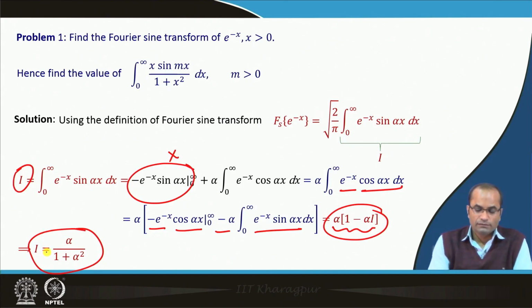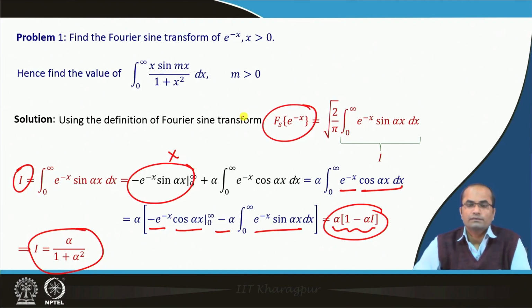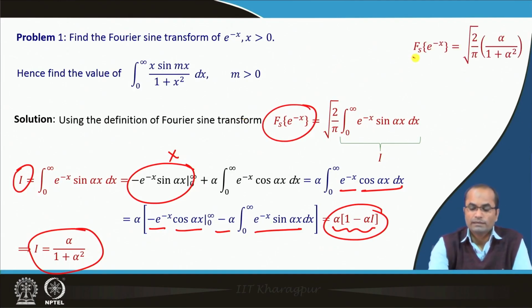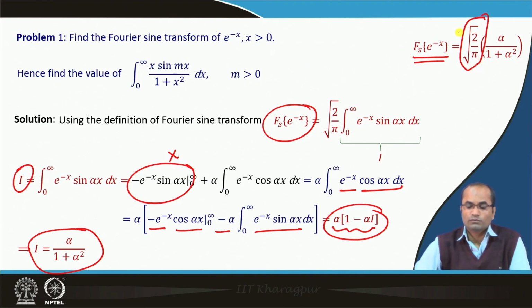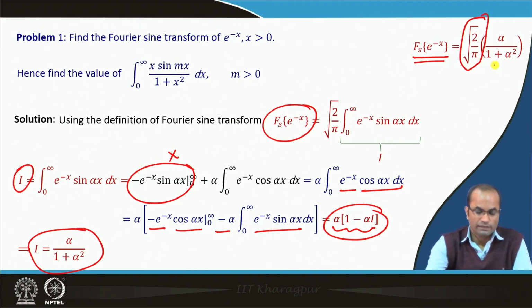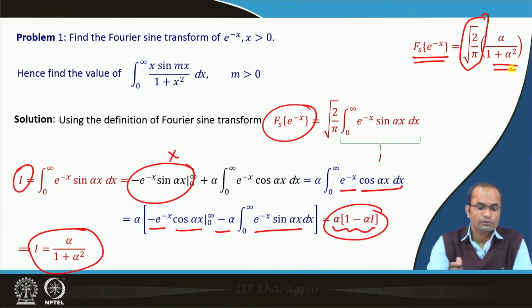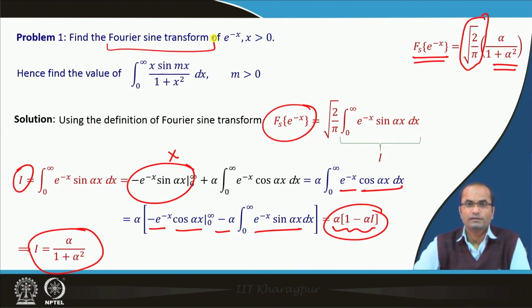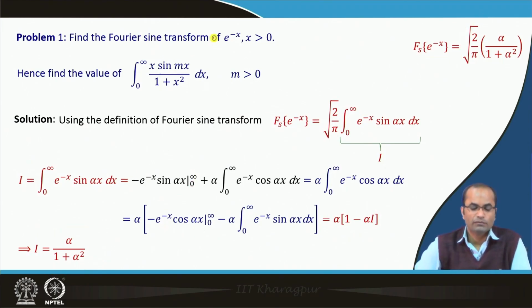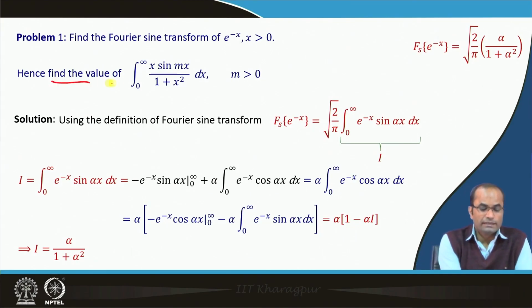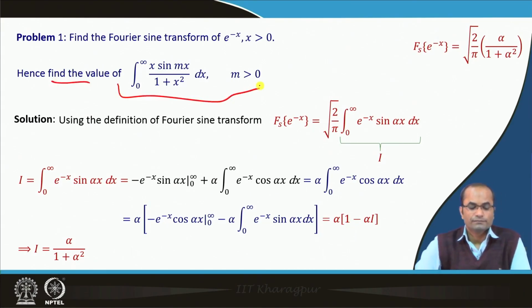Having this integral done, we can write down the Fourier sine transform of e power minus x just by multiplying by this factor square root of 2 over pi, and then we have alpha over 1 plus alpha square. So, that was the first part, where we needed to find the Fourier sine transform of the e power minus x function. The second is we want to evaluate this integral.